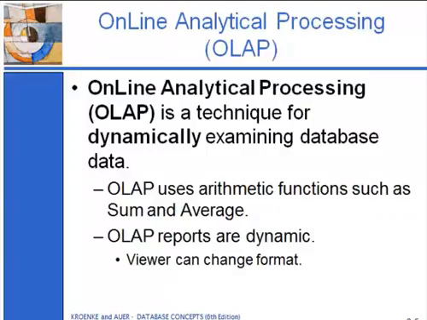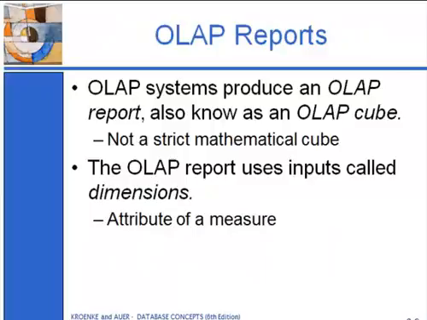There are many business intelligence systems, and the one we're going to focus on right now is online analytical processing, otherwise known as OLAP. With OLAP, we use arithmetic functions such as sum and average. But the reason OLAP is noteworthy is because it's dynamic. The viewer can change the view of the report. The report we get from OLAP systems is called an OLAP cube.